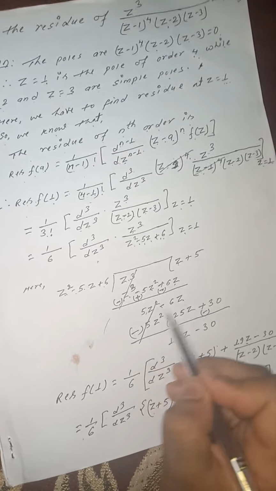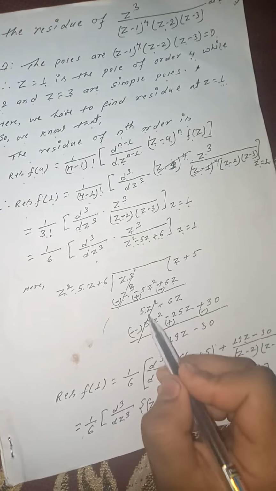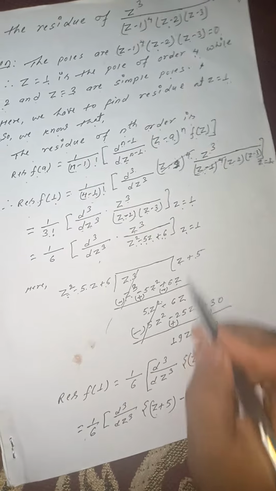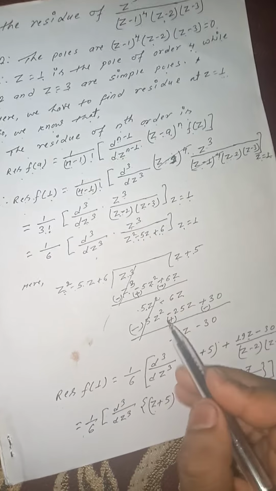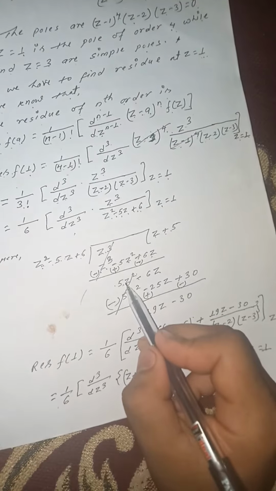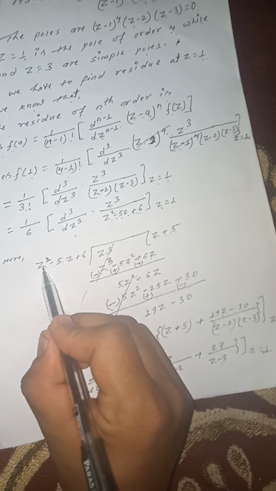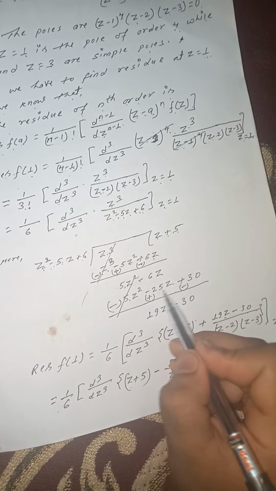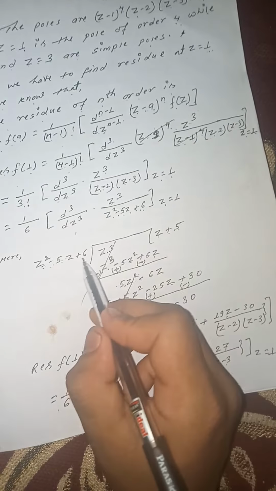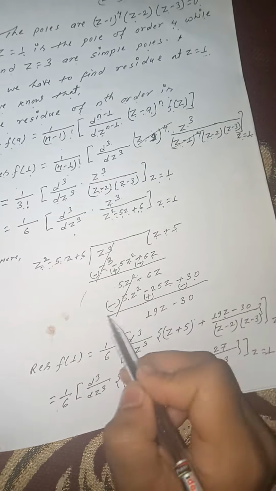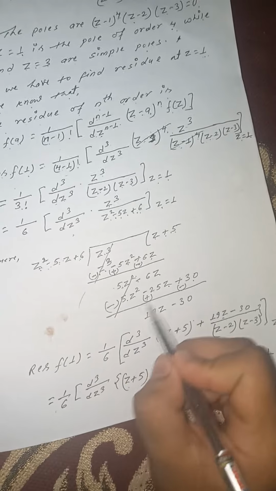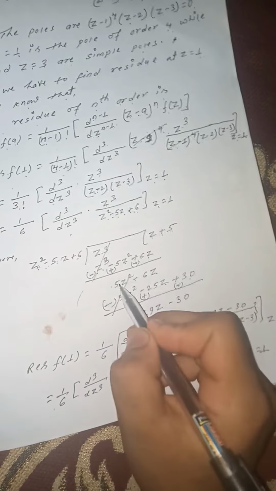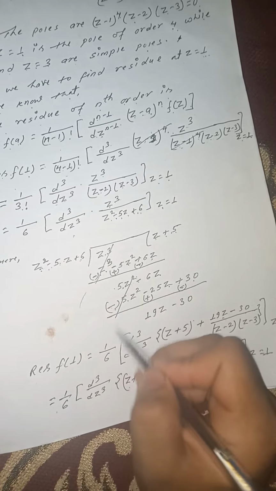Again divide this one by this one. While we divide 5z squared by z squared we get 5, with a plus sign. Then 5 into z squared is 5z squared, 5 into minus 5z is minus 25z, and 5 into 6 is 30. Now here also we subtract, so the signs will be changed: this becomes minus, this changes into plus, and this changes into minus. 5z squared and 5z squared cancel.